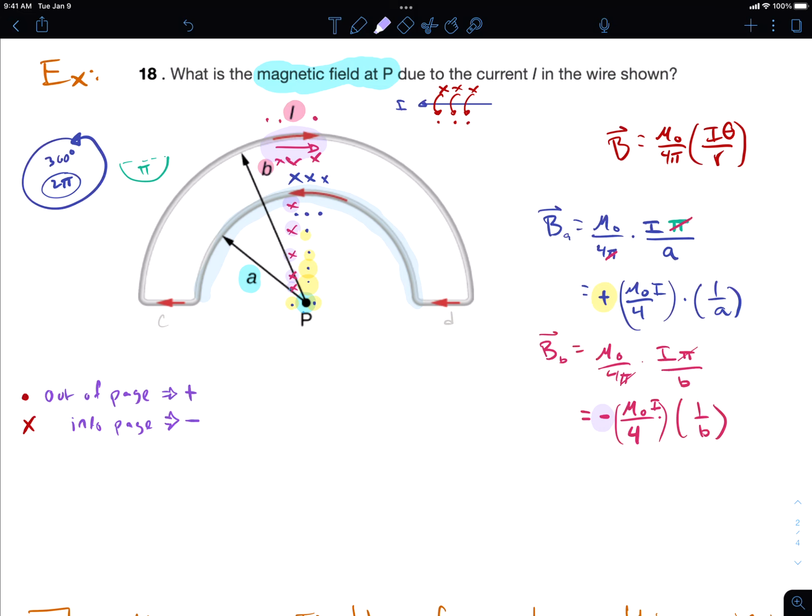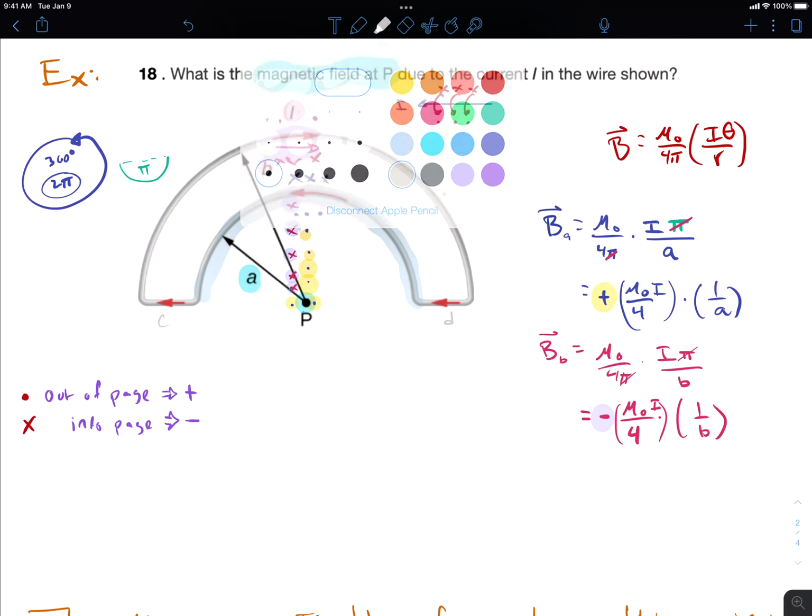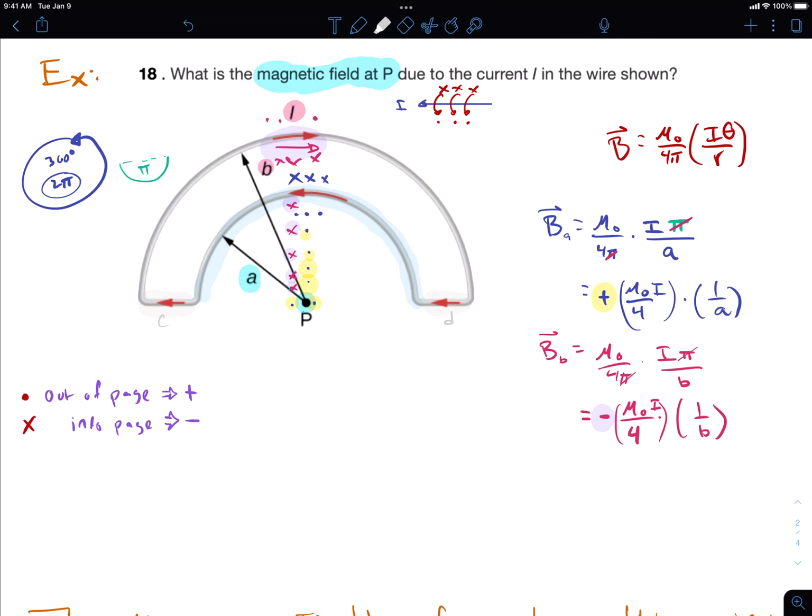Now the last thing, just to close this out: for this wire, I do have two little segments right here. One is C and one is D. It's important to look at what the contributions from C and D are. But just so we know, P is on the axis of C and D. So it's parallel to the wire and on the axis, which is important.